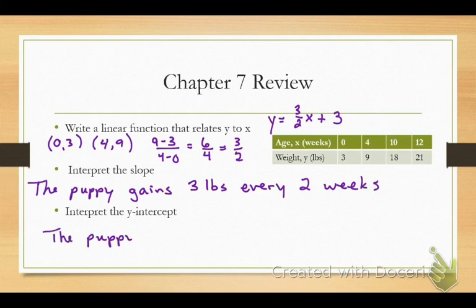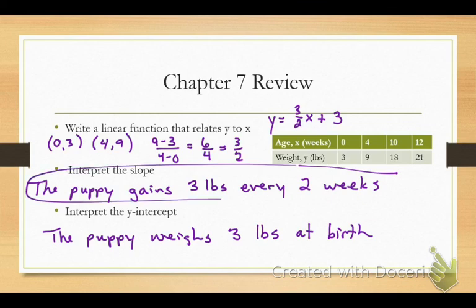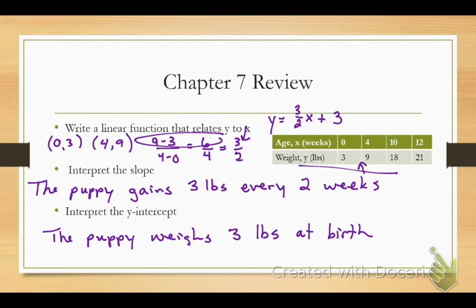Puppy weighs 3 pounds at birth. All right, so what we described here is a rate. This is something that is continuously happening. The puppy gains 3 pounds every 2 weeks because 3 was taken from the category of weight. That's my rise. And when I got 2, I subtracted 4 minus 0, which came from my weeks column. So 2 stands for weeks.